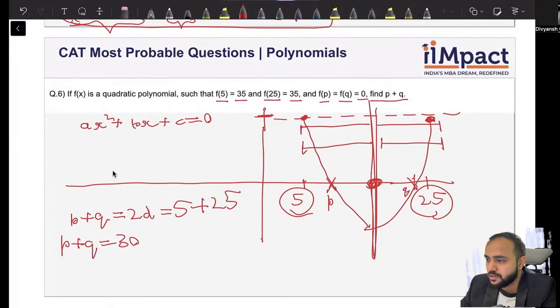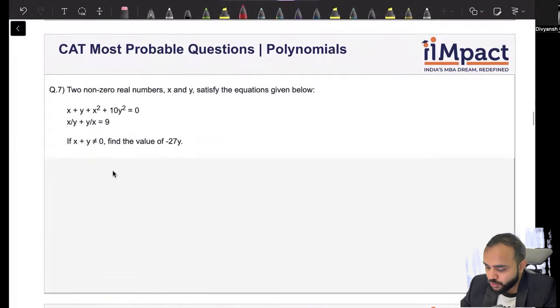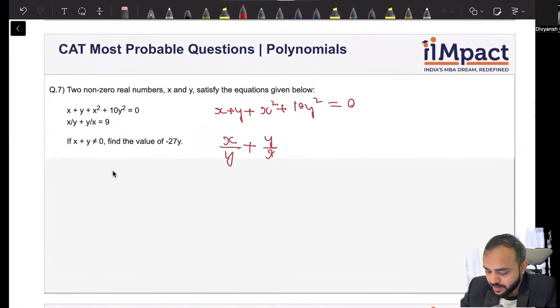All right. So question number 7. Two non-zero real numbers x and y satisfy the equation given below. You have x plus y plus x square plus 10y square is equal to 0. And we have x upon y plus y upon x is equal to 9. So if I manipulate this one, I will get x square plus y square is equal to 9xy.